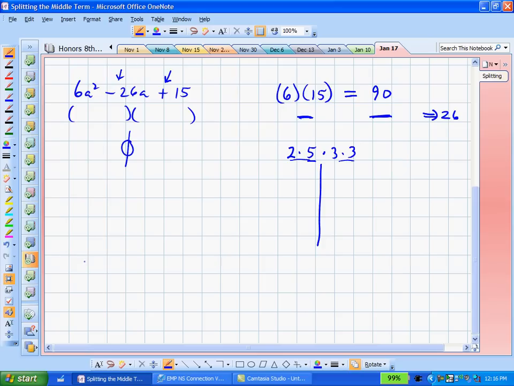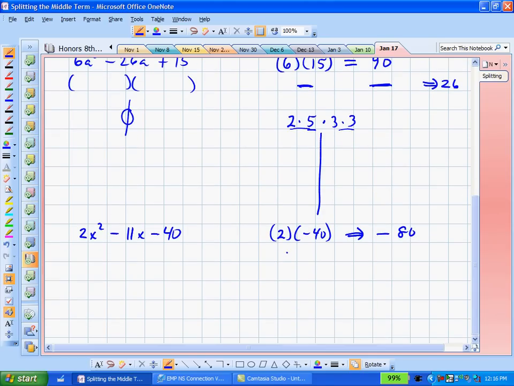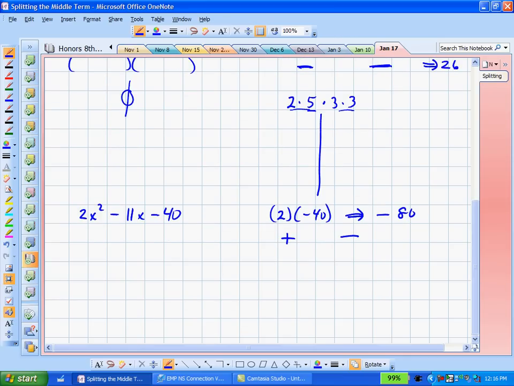Does someone have one that works? Oh, okay. 2x squared minus 11x minus 40. Let's see if this one's any better. So the lead coefficient is 2. We're going to multiply it by negative 40. So the target number is negative 80. All right, so now there are going to be some positives and some negatives in this case. We want the factors of negative 80 to be different by 11. So we're going to split up 80.